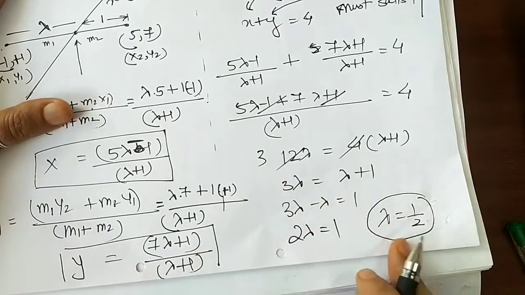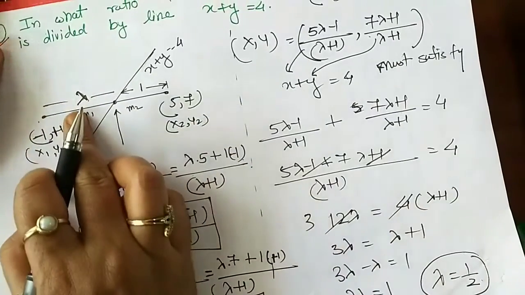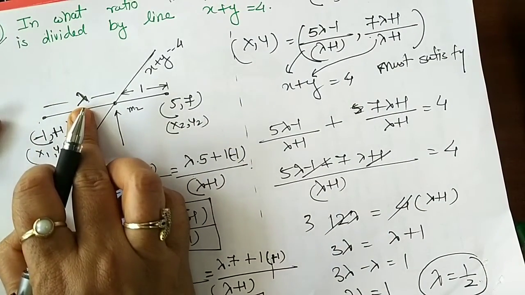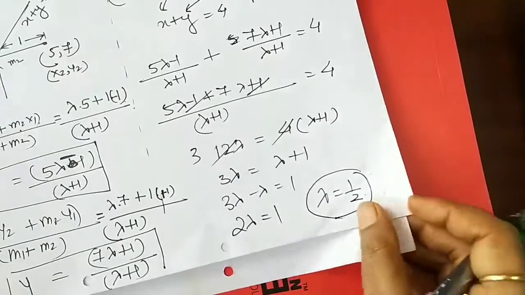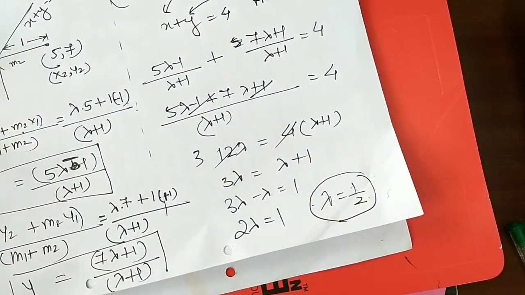So guys, I got my ratio. Lambda I was considering as first ratio by 1. So my ratio of division is 1 by 2.